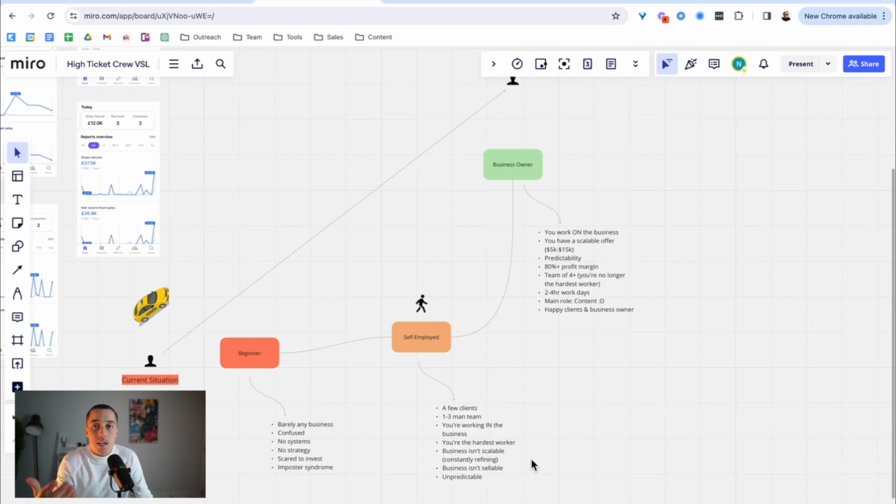Meaning your business isn't scalable. If you were to give your business to someone else, would they be able to run it exactly how you run it? Probably not. Your business isn't sellable either. Why is that? Because you've got no lifetime value within your clients. You've got no predictability.